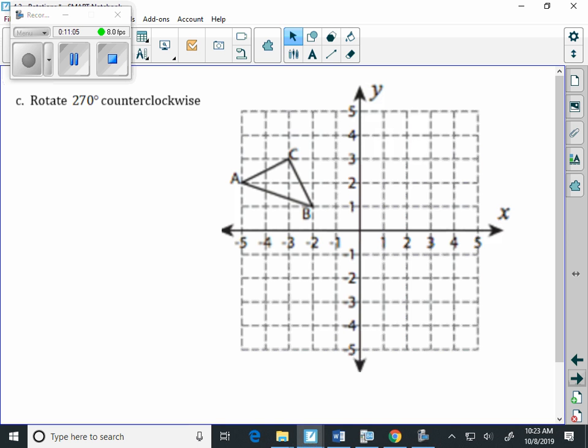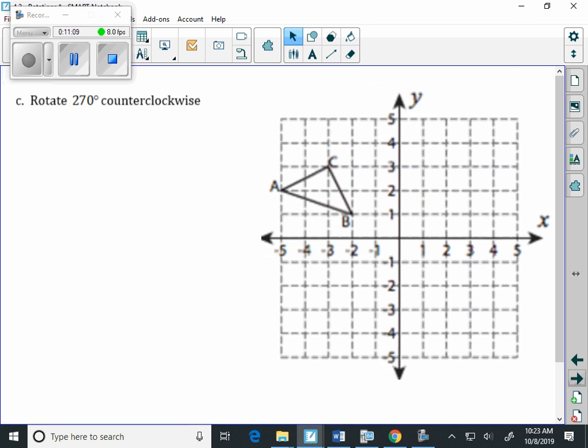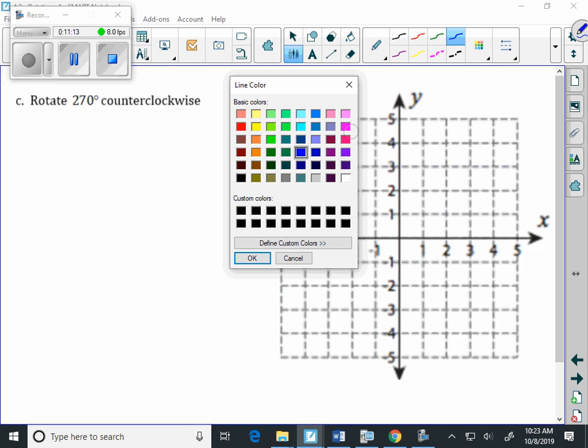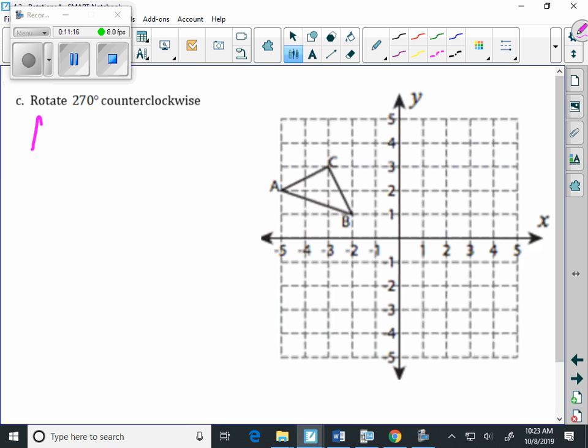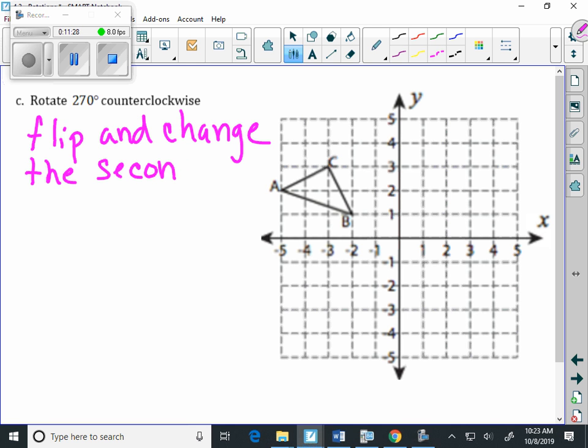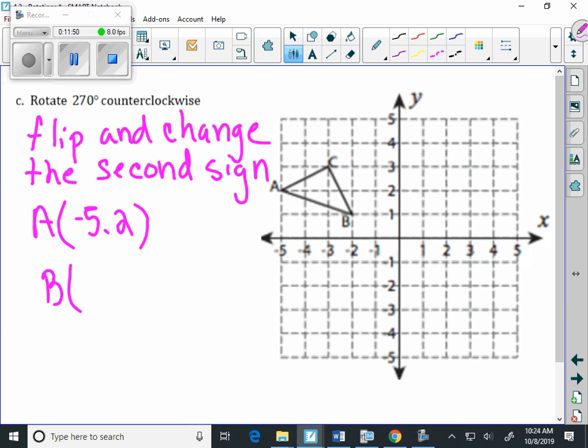Rotating 270 degrees counterclockwise. Well, the rule: for 270 degrees counterclockwise, we're going to flip and change the second sign. Remember, 270 starts with 2, so that's how I can remember to change the second sign. If we write down our ordered pairs of triangle A, B, C, A has this ordered pair of -5, 2. B has the ordered pair of -2, 1. And C has the ordered pair -3, 3.